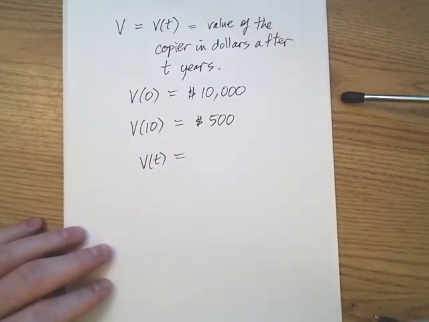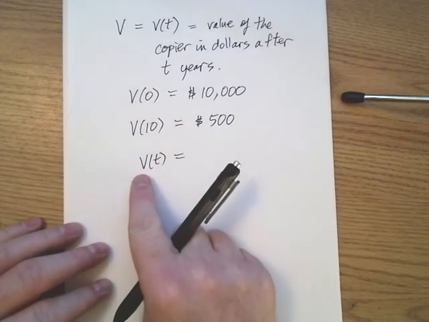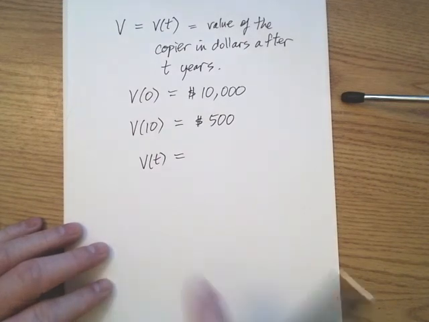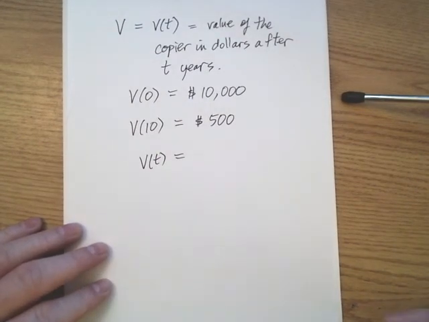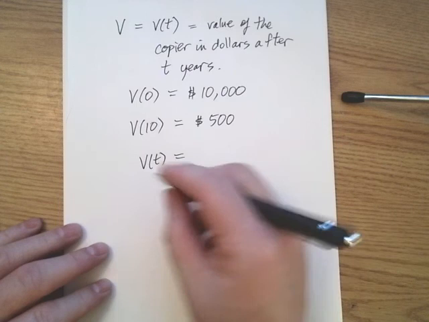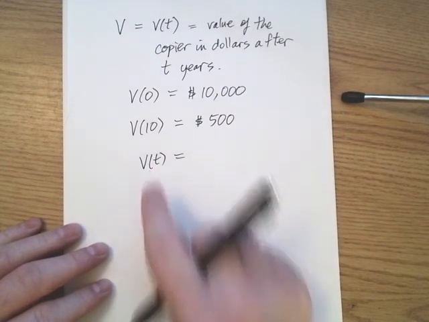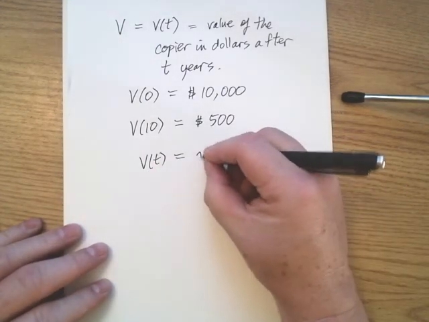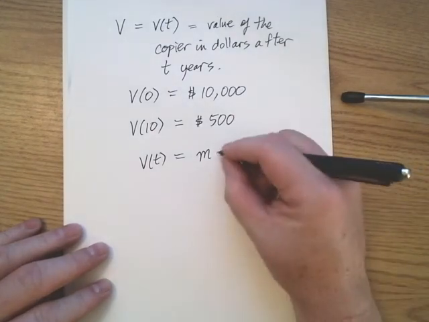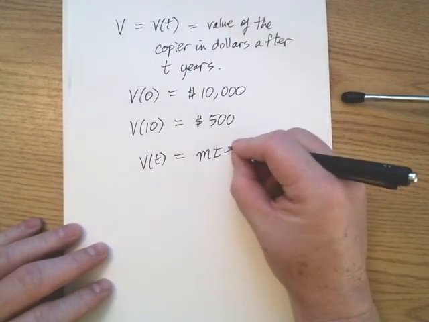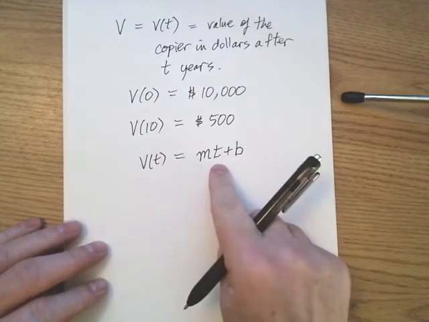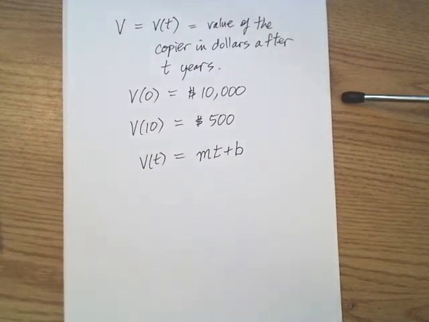Now, what we're assuming here is a linear model, so that v is a linear function of time. My dependent variable is v, my independent variable is t. So v of t should be not mx plus b, but mt plus b. The independent variable is t instead of x in this particular example.